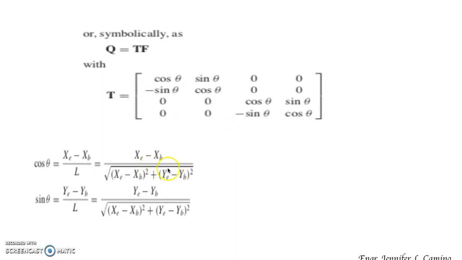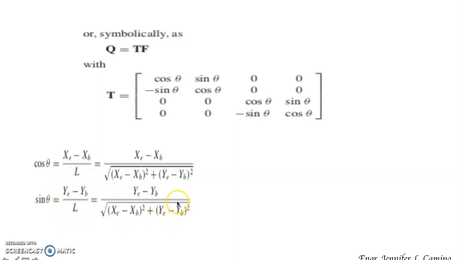If you have an inclined position of the member, you're going to use this equation so that you can get the length along the horizontal direction for our member. Then sine theta. For sine theta, y sub e minus y sub b all over L, or equal to y sub e minus y sub b all over the square root of x sub e minus x sub b squared plus y sub e minus y sub b squared. When to use this one? This can be used if the member is in a vertical direction.